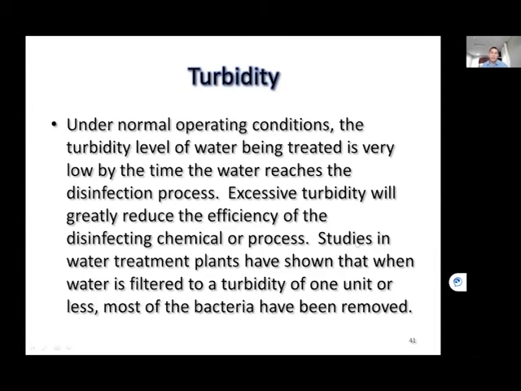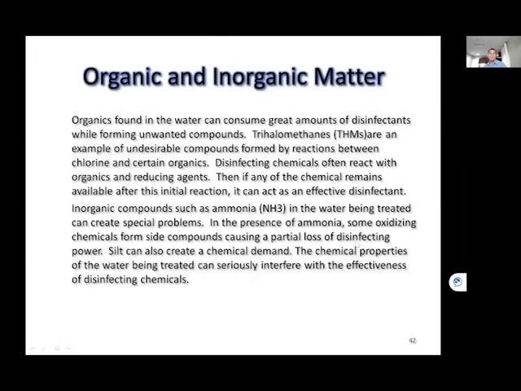Turbidity. Under normal operating conditions, the turbidity level of water being treated is very low by the time the water reaches the disinfection process. Disinfection is last. It's after you've removed as much as you can as far as turbidity in the water. Excessive turbidity will greatly reduce the efficiency of the disinfecting chemical or process. Studies in water treatment plants have shown that when water is filtered to a turbidity of 1 unit or less, most of the bacteria have been removed. So the name of the game from the beginning of the treatment process to the end is to remove as much turbidity as you can.